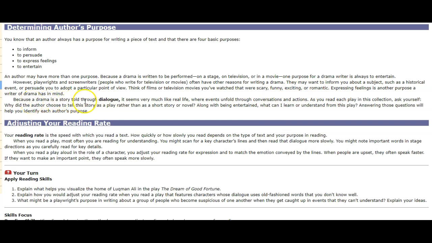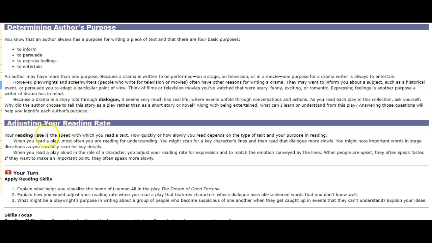Because a drama is a story told through dialogue, it seems very much like real life, where events unfold through conversations and actions. As you read each play in this collection, ask yourself, why did the author choose to tell this story as a play rather than as a short story or novel? Along with being entertained, what can I learn or understand from this play? Answering those questions will help you identify each author's purpose.